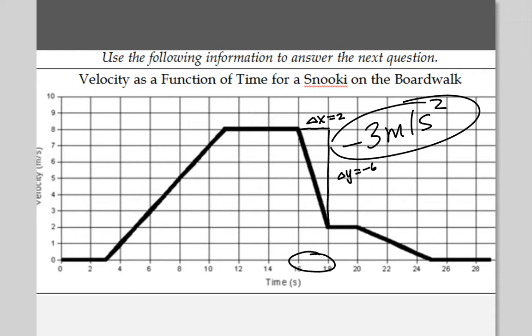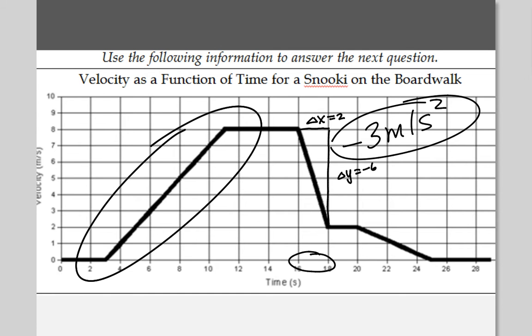Last bullet. During what time intervals, if any, is the object speeding up in the positive direction? That's the first bullet? Okay, nothing fancy there. Speeding up in the positive direction. That's this bullet here. Yeah, I gotta fix that question.